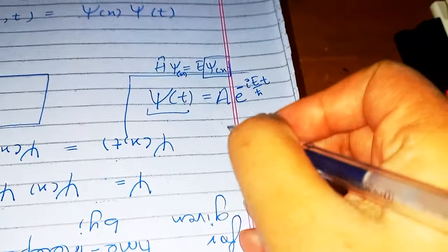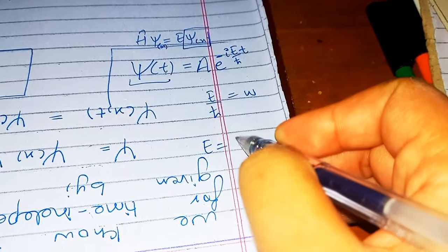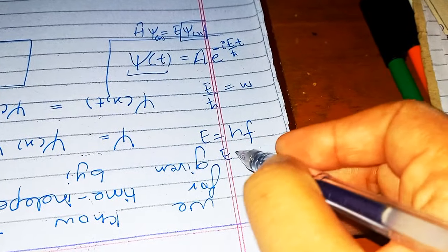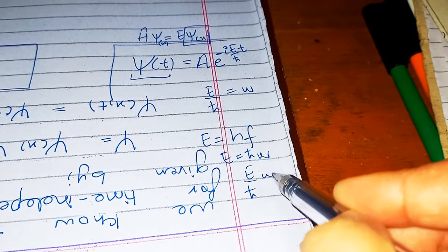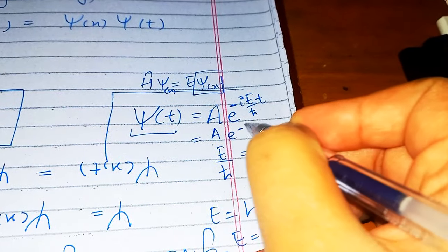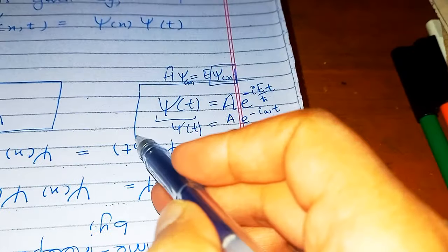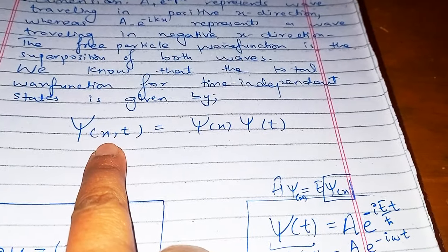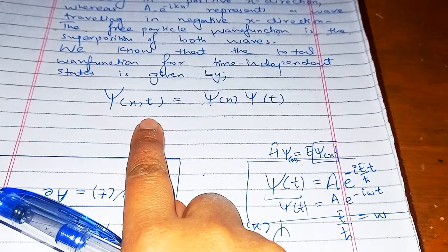Here E by h cut is actually equal to omega. If you know Planck's formula, E equals hf, in terms of h cut we can write it as E equals h cut omega. So E by h cut equals omega, and we can write this equation as A e to the power minus iota omega t. That is the time dependent wave function, and it's always a part of the total wave function that represents a system under a time independent potential.